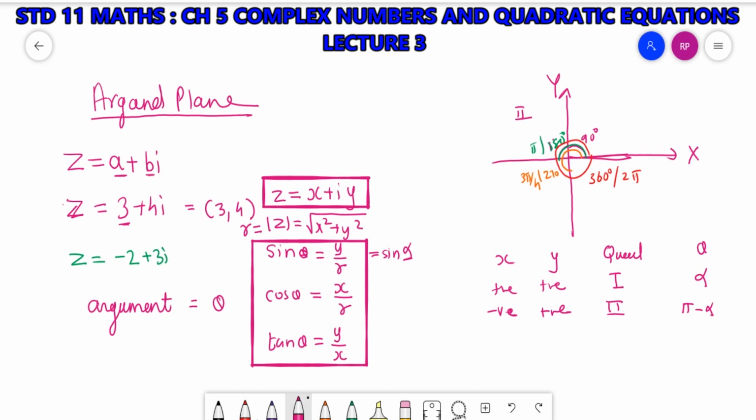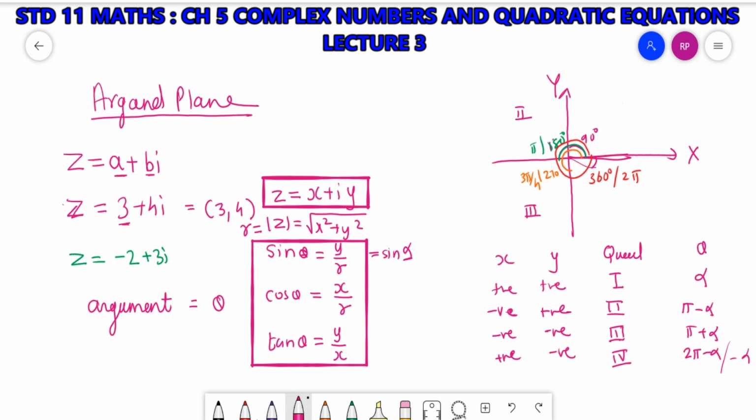Okay, so now when x is negative, y is negative, third quadrant. So third quadrant means 180 plus, so it's pi plus alpha. When x is positive and y is negative, fourth quadrant, then it will be 2 pi minus alpha. Here you can also write it directly as minus alpha if you are going in the negative direction. Clear? So this is the way you are going to find out the value of theta.